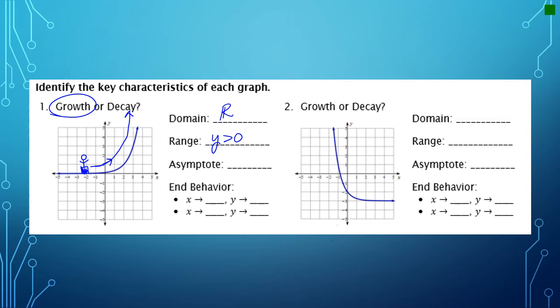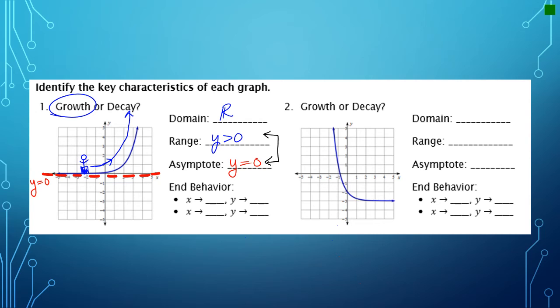The asymptote is kind of that invisible boundary line, and that would be this line right here. It's basically the line that tells you where the graph bottoms out. So this graph bottoms out at 0. So what I'm going to write here is y equals 0. So it's going to be a horizontal line, y equals 0, and it's always going to match. So these two numbers here, this one and this one, those two numbers are always going to match. So whatever y value you use for your range will also be the y value that you use for your asymptote.